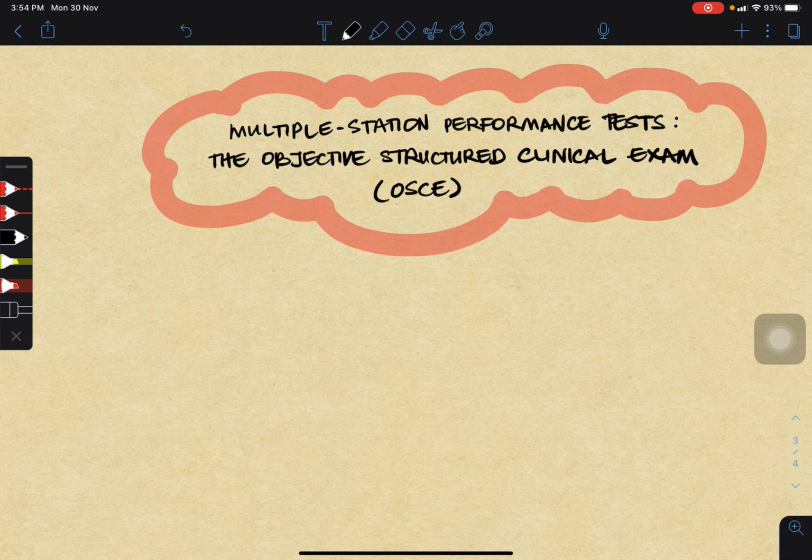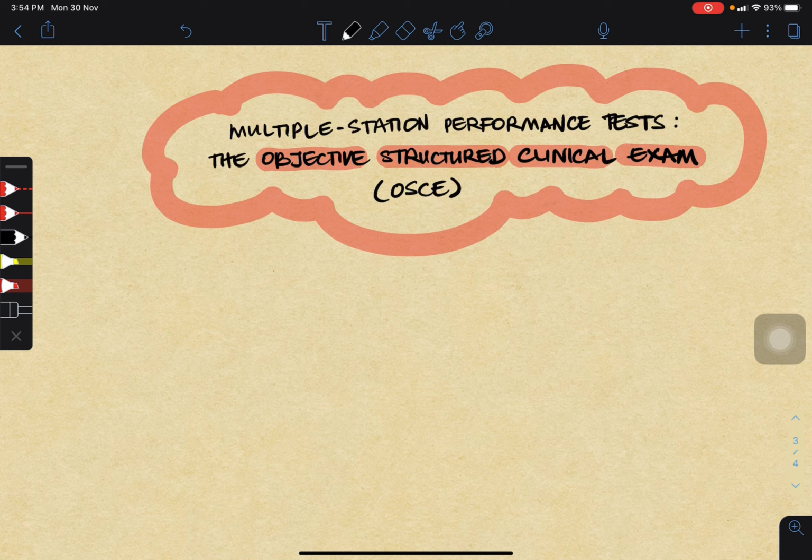Okay, now this section deals with the multiple station performance tests or performance examinations, the performance assessments we have been discussing so far. Now we do it in multiple stations. We have multiple occasions of assessing performance, and this is the well-known OSCE, the objective structured clinical examination, the OSCE. All right.